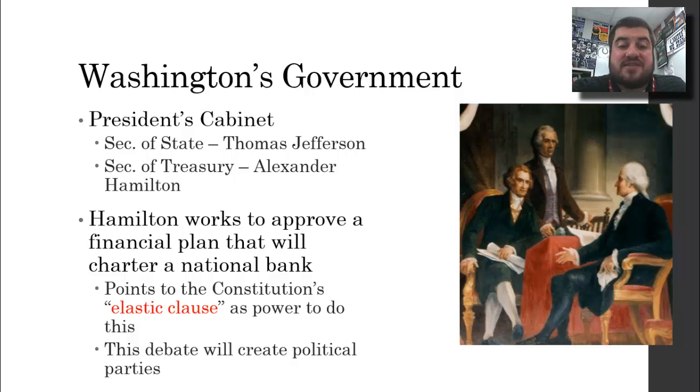Well, he points to the Constitution's necessary and proper clause, also known as the elastic clause, as the power to do this. And this debate over whether or not the Constitution allows for a national bank will create political parties. And then just a little bit more about the elastic clause. It basically says Congress has the power to do all things necessary and proper for the good of the nation. So that's very broad, elastic. It can be stretched to do many things.